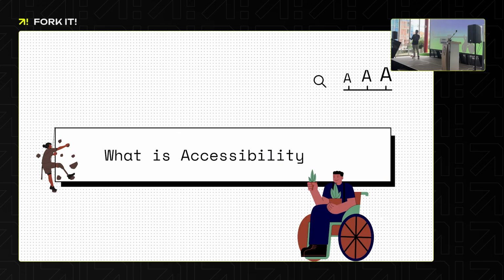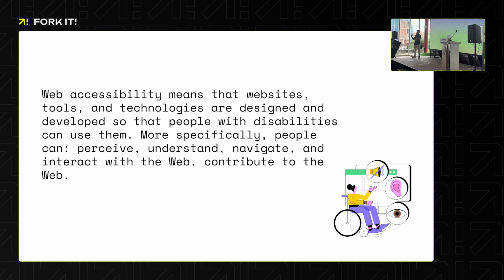So first things first, what is accessibility? Accessibility means when you build something on the web, when you design, when you're tooling, so that everyone can use, can navigate, can interact, even contribute to the web itself.